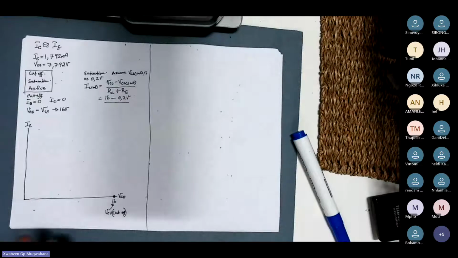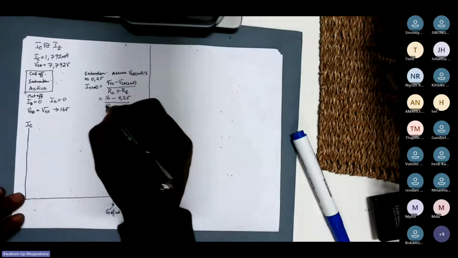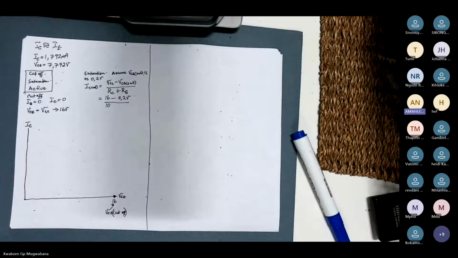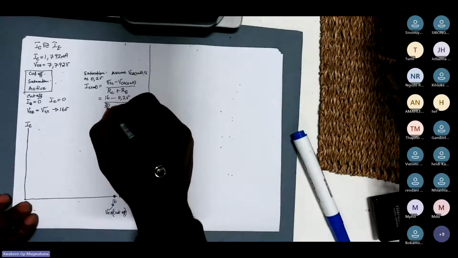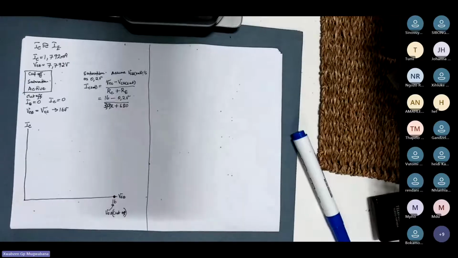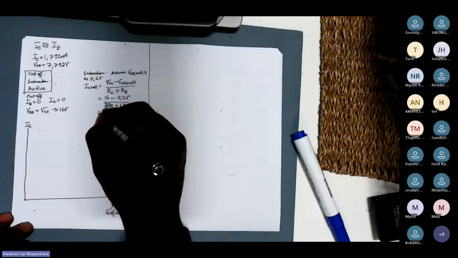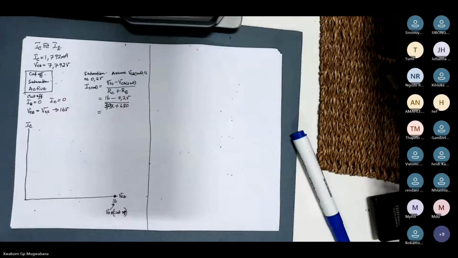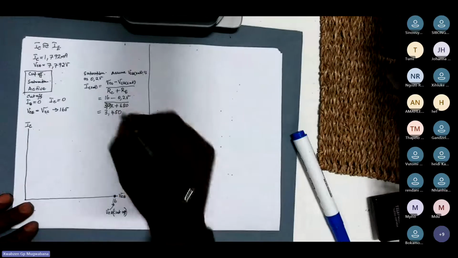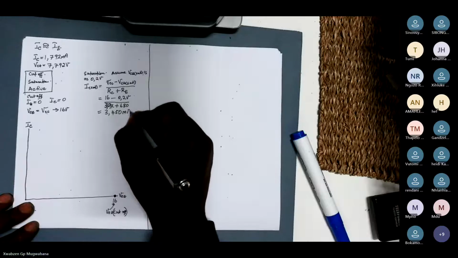What was our RC there on the circuit? RC is not 10, it is 3.9 kilo ohms. 3.9 kilo ohms plus 680 ohms, isn't it? Which is what? 3,450. Milliamps.